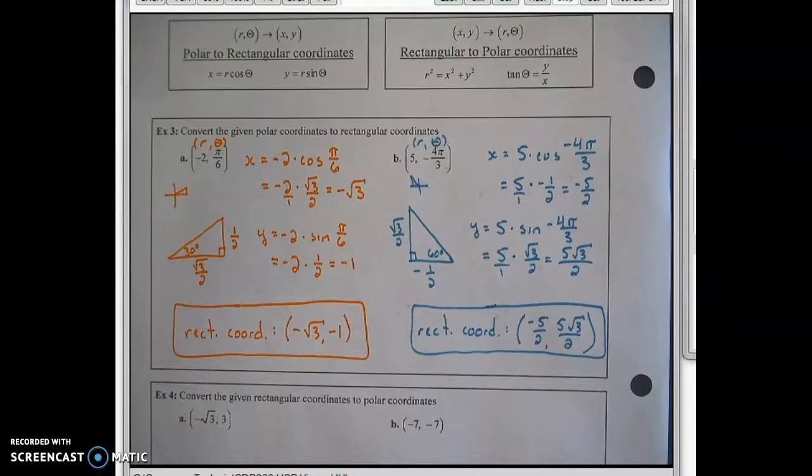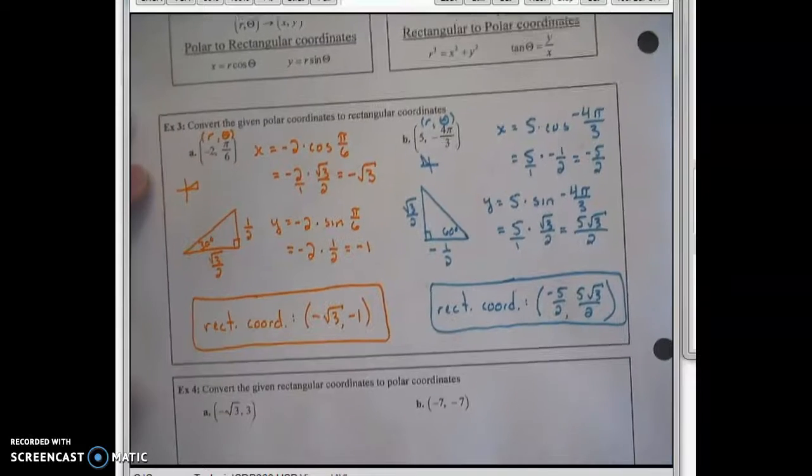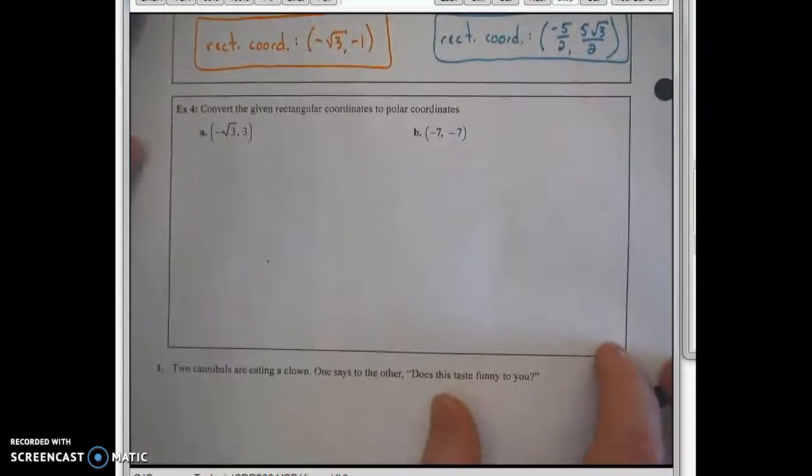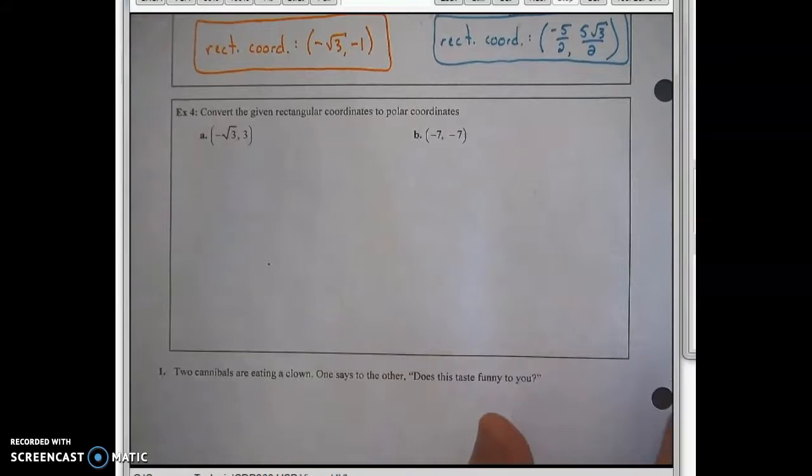So it's going to be tempting to grab your calculator and just type those in. Nah, you don't want to. You don't want to. All right, so let's go the other direction now. So now we're going to start in rectangular. So we already know.